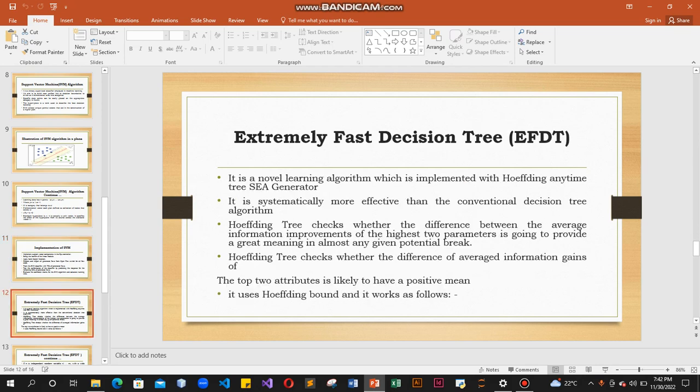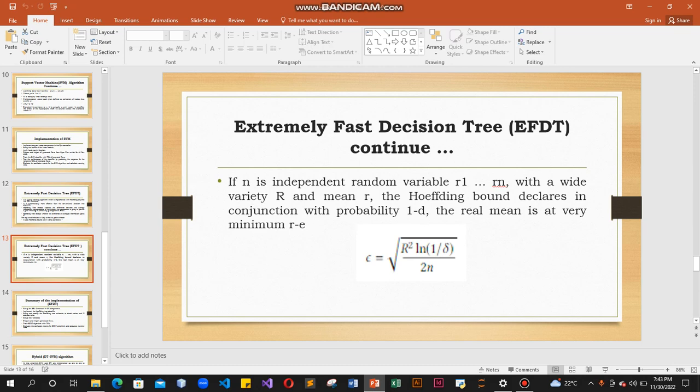We have what we call the extremely fast decision tree. It is extremely fast. It uses the Hoeffding tree method generator. And when you read ahead through this tutorial, it checks whether the difference between the average information gain of the highest two parameters is going to provide a great meaning almost at any time. And here we have the two top attributes of these algorithms. And of course, this is its mathematical background and how these algorithms came about.